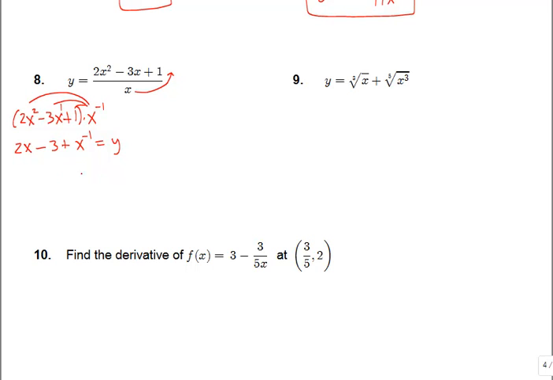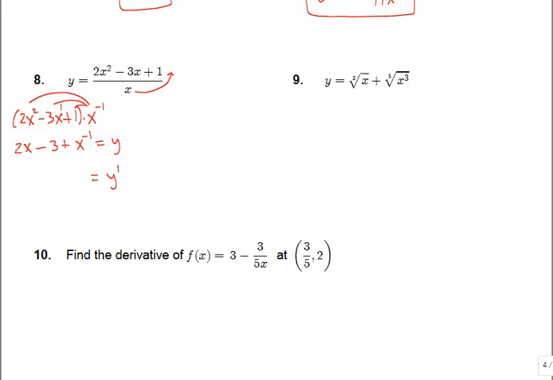Now this is still our y. I haven't done a derivative yet at all. The only thing I've done is manipulate this function to try to turn it into a bunch of power rules instead of a big fraction. So this is still y, but now I'm ready to do my y prime.